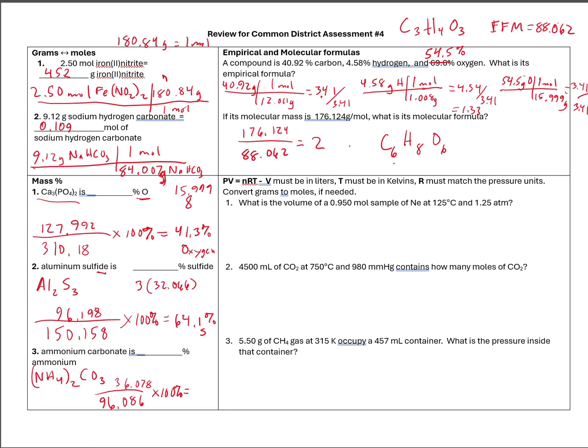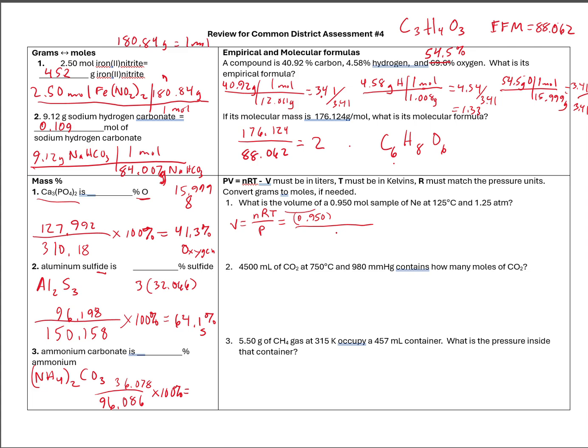All right, now we have to practice some PV equals nRT. And this first one is asking us for a volume. So I'm going to solve my PV equals nRT for volume. The moles are given as 0.950.